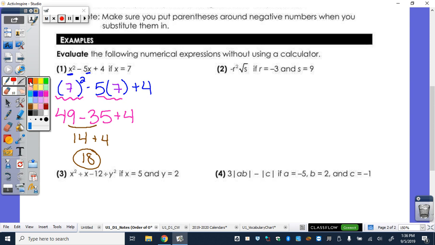So looking at number 2, we've got 2 letters in there. We got an R and an S. So again, first thing I'm going to do is everywhere I see a letter, I'm going to set up parentheses. Notice my negative sign is in front of my parentheses because it's just in front of the R.